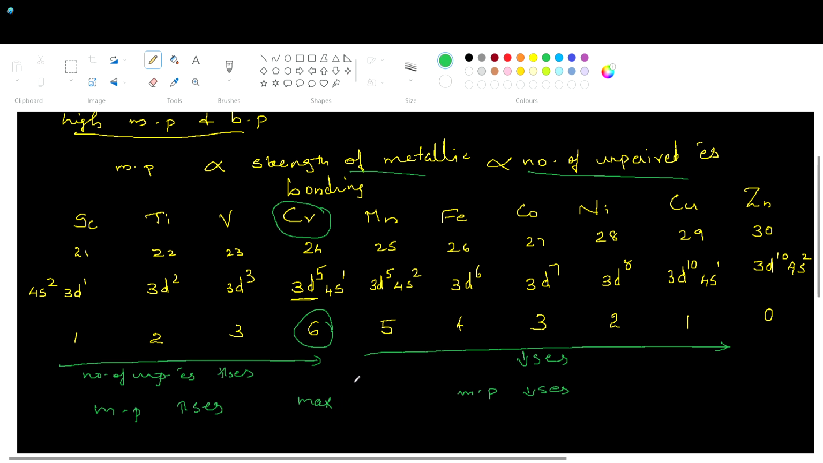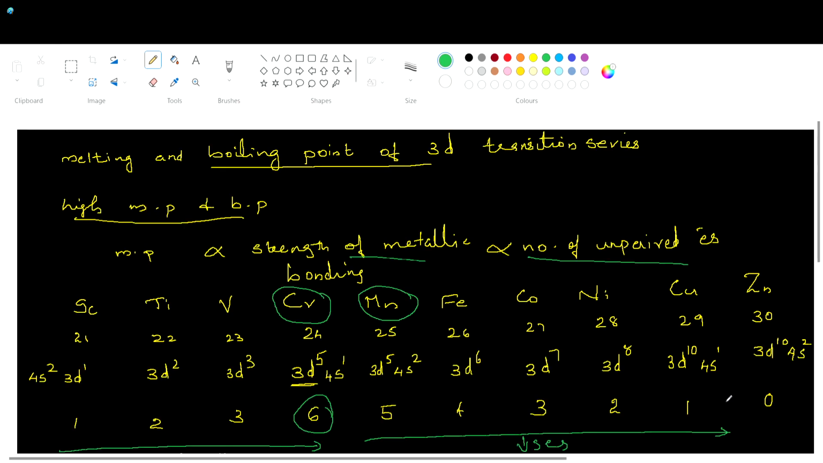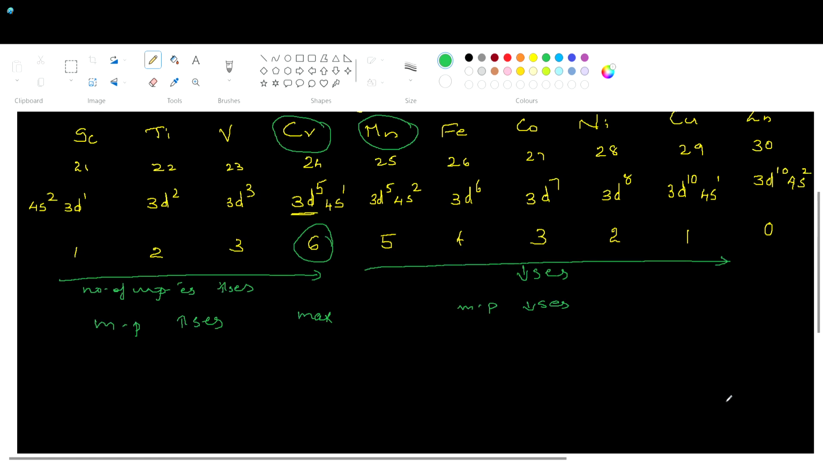But here, manganese shows an abnormally low melting point. In the case of manganese, also like chromium, there are 5 unpaired d electrons. Manganese's configuration is 3d5 4s2. There are 5 unpaired electrons, so for manganese also we expect a higher melting point, but manganese shows an anomalous behavior. It has an abnormally low melting point.